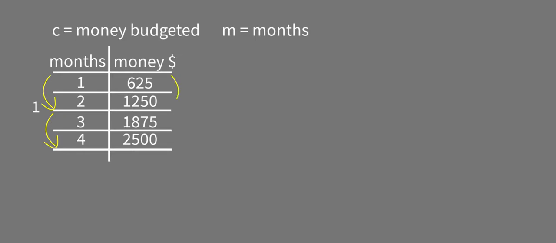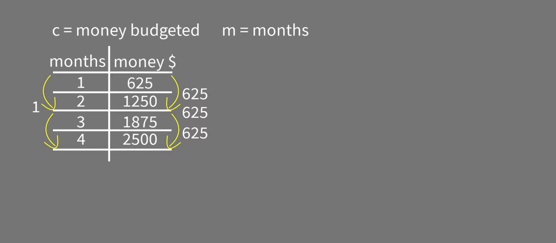And if we look at the difference in the money that's allotted for those number of months, 1,250 minus 625, that's 625. 1,875 minus 1,250, that's 625. 2,500 minus 1,875, that's again 625. And this is a good thing because it means we do indeed have a linear relationship, which we can see from the graph, but this verifies it.